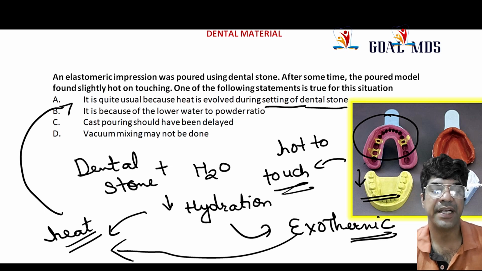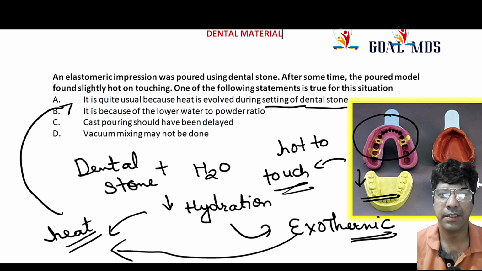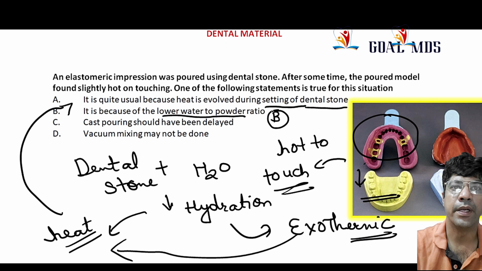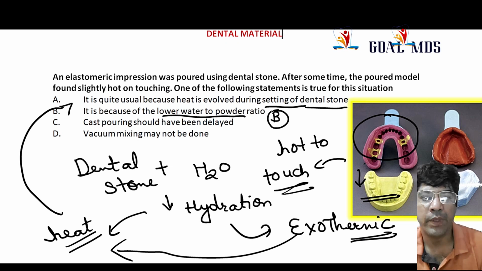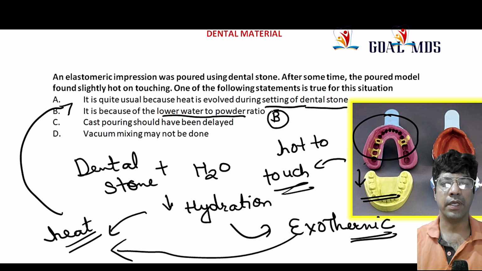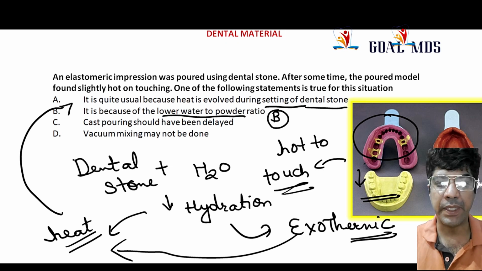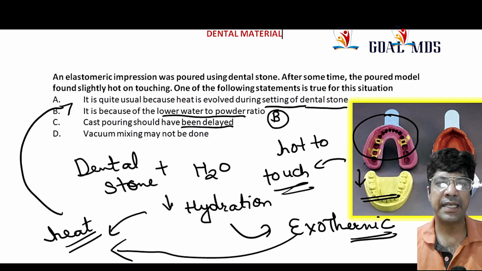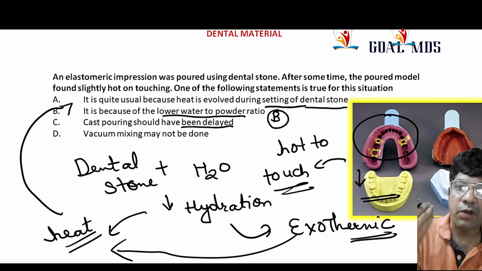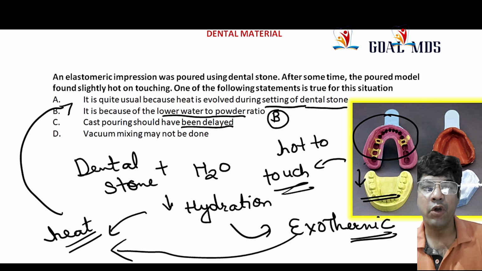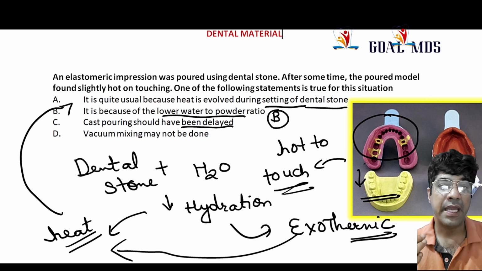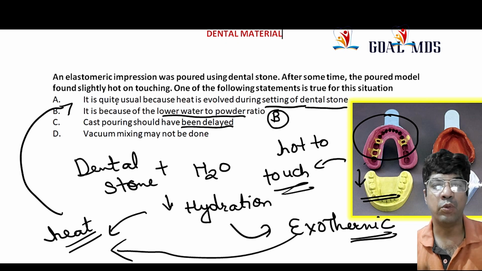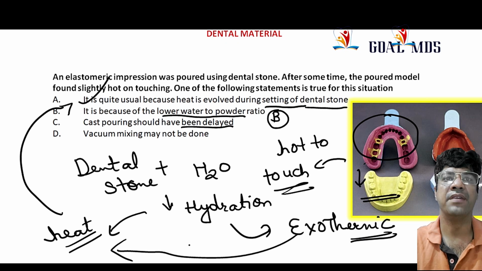So the heat generated during the setting of dental stone is due to the exothermic chemical reaction rather than the water to powder ratio, that is option B. While the water to powder ratio can affect the consistency and the working time of the dental stone, it does not directly cause the heat generated during setting. Third option, the cast pouring should have been delayed. This statement is not necessarily true. The heat generated during setting is a normal part of the setting process. Delaying the pouring of the cast would not prevent this heat from being generated. It is more related to the chemical properties of dental stone itself. So your answer would be A.